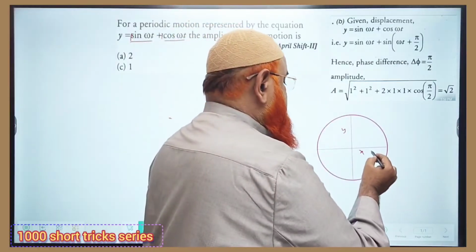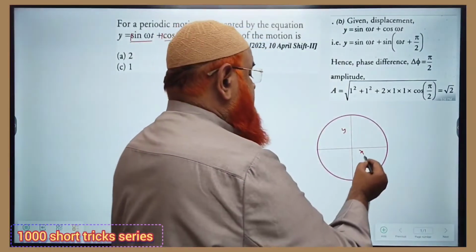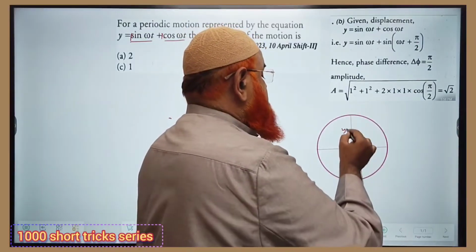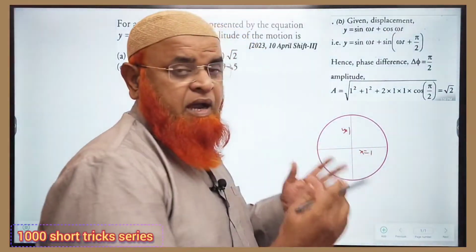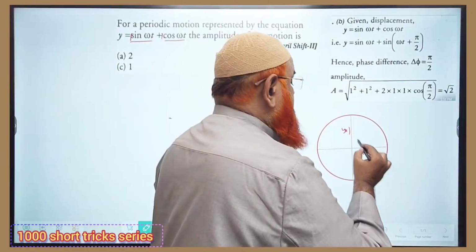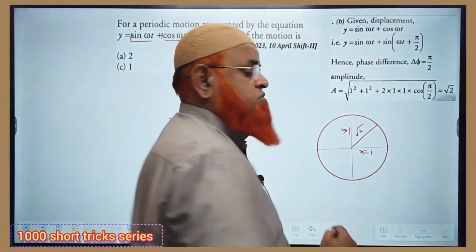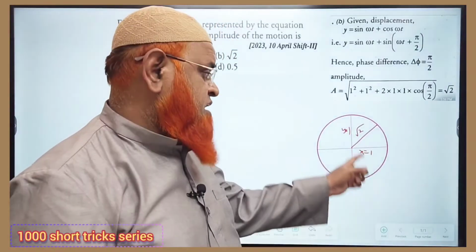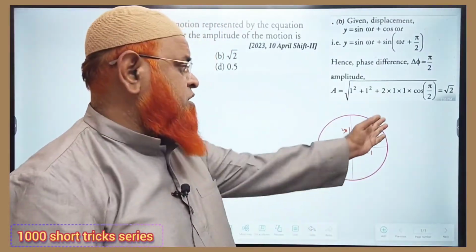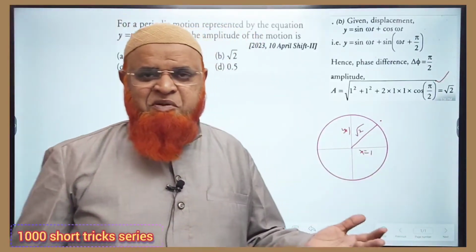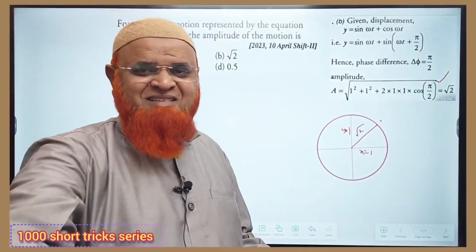That means this is 1. You can consider x equal to 1 and y is also equal to 1 here. So this is also equal to 1. And if these two are 1 and 1, then the resultant is going to be root 2. Your answer is ready. Without pen and paper also you can solve this problem. Thank you very much. Have a nice day.